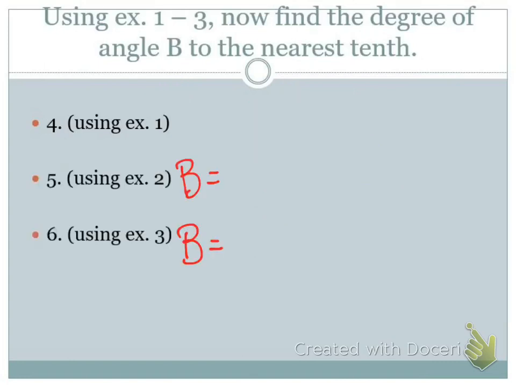Anybody get the measure of angle B from example 2? Keon, go ahead. 22.6? Are we all okay with 22.6 degrees? Yes, ma'am. We shouldn't have to be rounding on these ones because we already rounded when we found A. These ones, our answer should just be to the nearest tenth when we subtract.